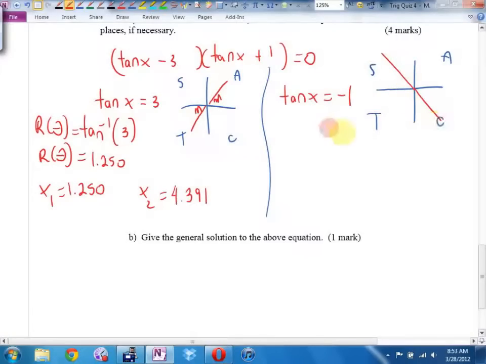This is going to be the 1, 1, root 2 triangle, where this angle has a tangent of 1 over 1, where this angle is pi by 4, which means that angle is pi by 4, and that angle is pi by 4. It means my third x value is going to be 3 pi by 4, and my fourth x value is going to be 7 pi by 4.